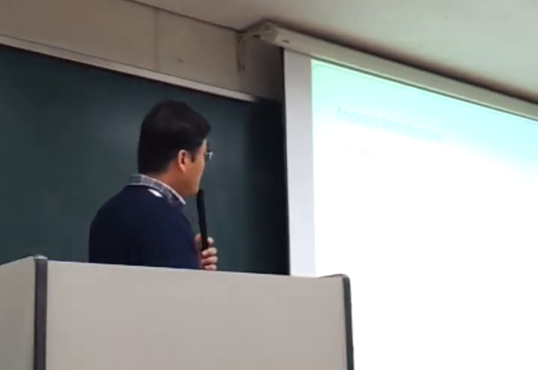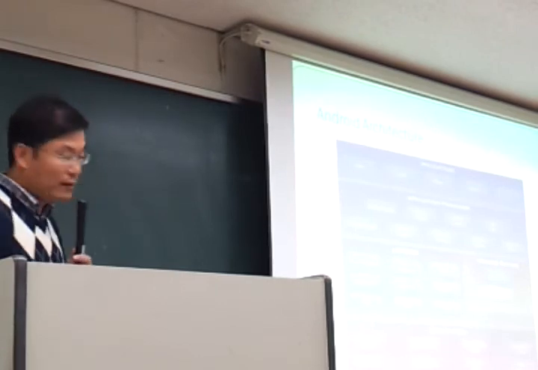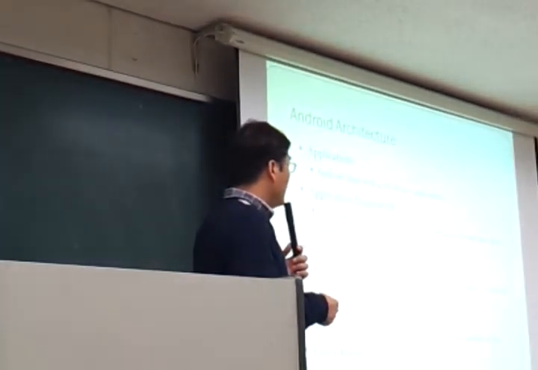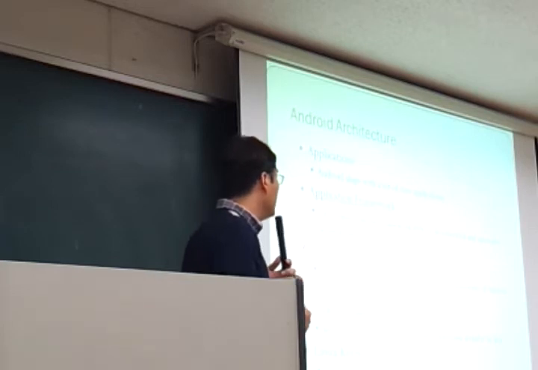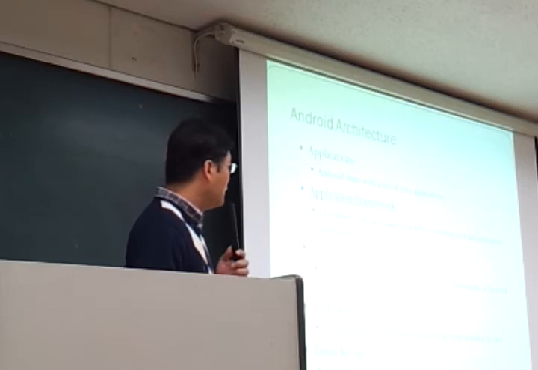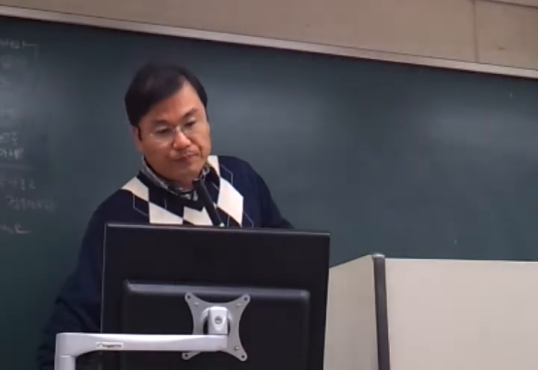And libraries contain C and C++ libraries. One of the libraries we've seen, which we're interested in, is the SQLite library. Android runtime provides most of the functions available in Java. Okay, so it's very similar to the JVM, and at the lowest level there's a Linux kernel. Okay, so that's the architecture of Android.